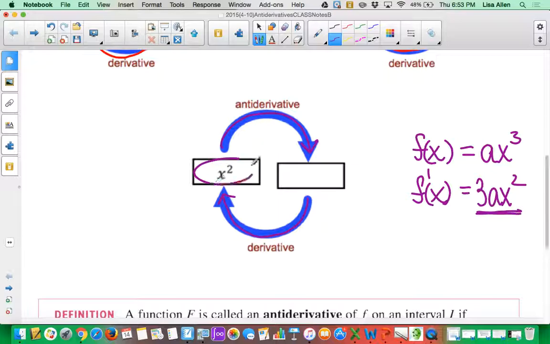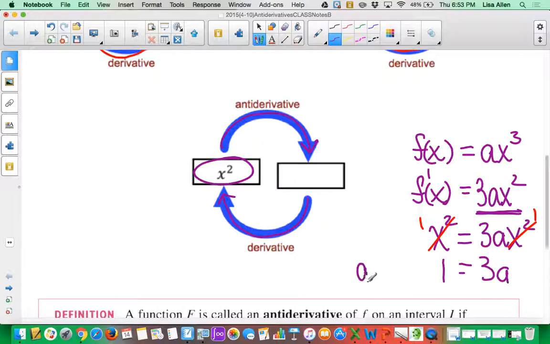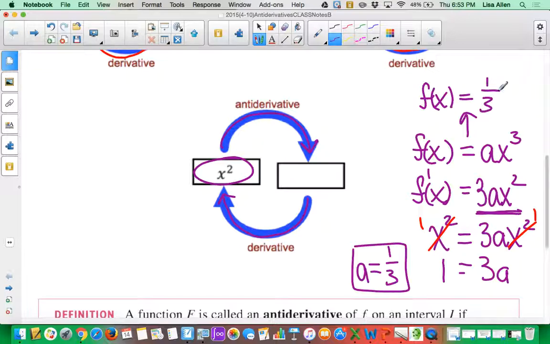So then, if I look at this, that's my derivative from ax cubed. So I've got x squared. So I'm going to then set x squared equal to 3ax squared. And then canceling the x squareds, I get 1 is equal to 3a. And you can see that a is equal to 1/3. So a being equal to 1/3 would then make F of x equal to 1/3 x cubed. So we would say an antiderivative of x squared would be 1/3 x cubed.